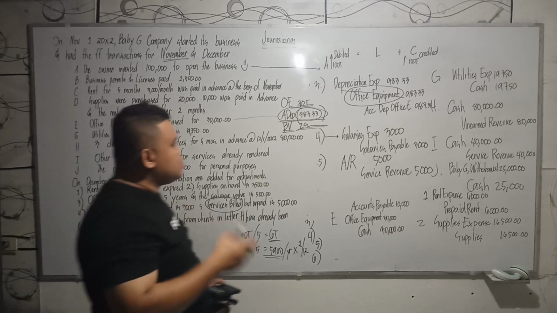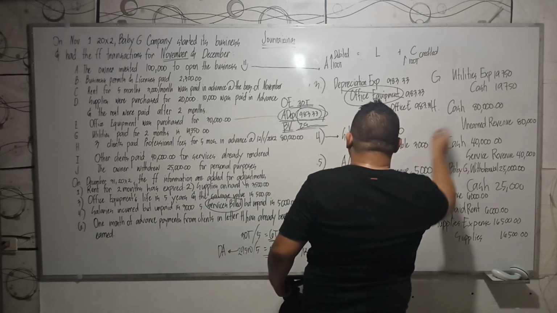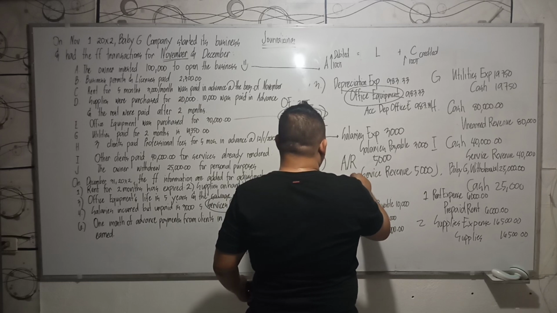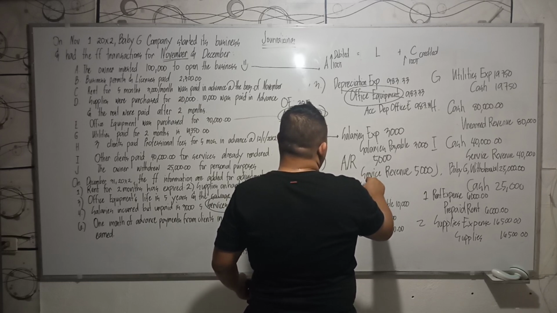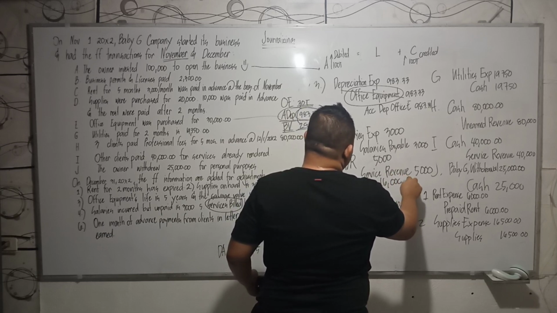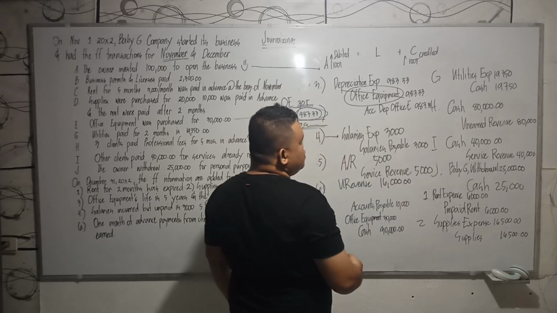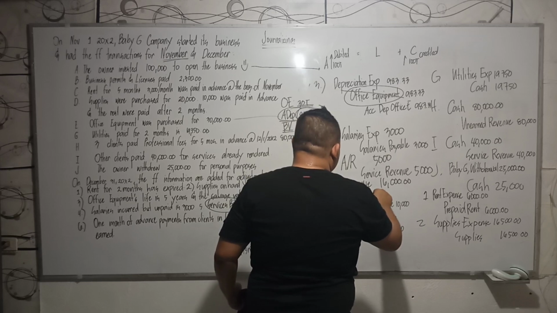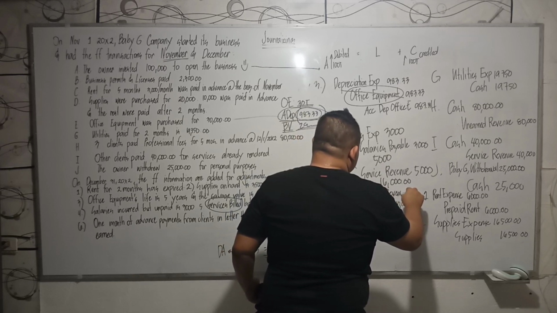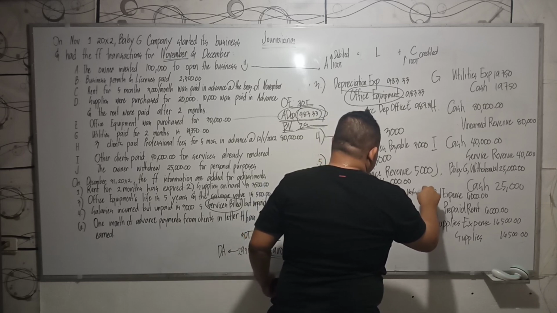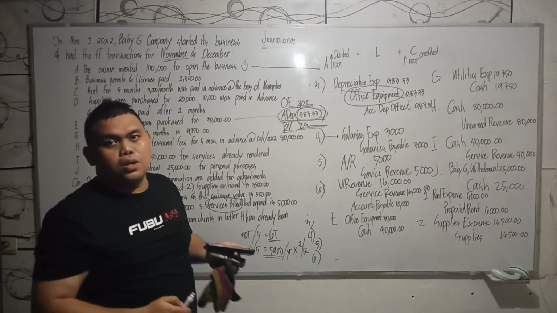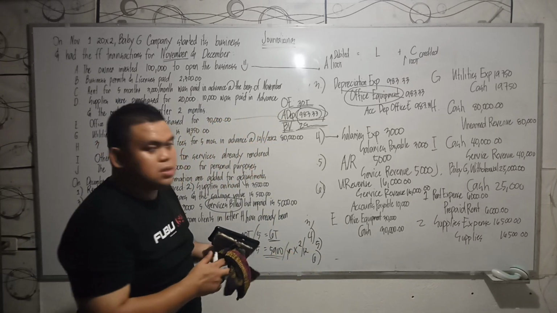So what will happen is that your unearned revenue here, which has a credit normal balance, will be decreased. It will be debited for an amount of 16,000. Okay? Because you have to credit the 16,000 to service revenue. Okay? So, those are the entries.